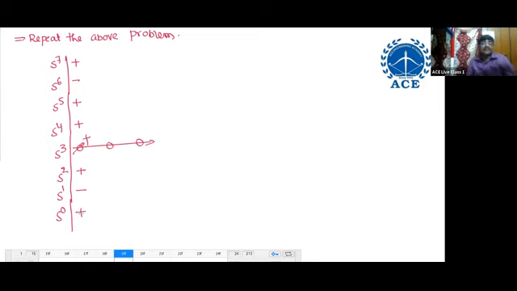So what is the answer? Left 3. You should not take any pole at origin. Don't take poles at origin. Never take a pole at origin. Remember. Right. Left 3, right 4. Very good.